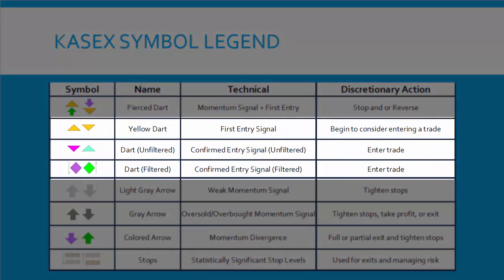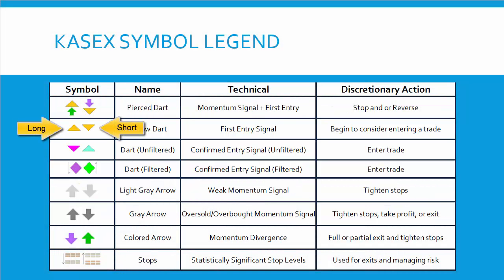Color-coded triangles and diamonds show warning and potential entry points. Yellow triangles serve as a warning that a move may continue in the direction that the symbol is pointing. Entry signals are automatically filtered by a longer time frame. Filtered signals are generally stronger than unfiltered signals.